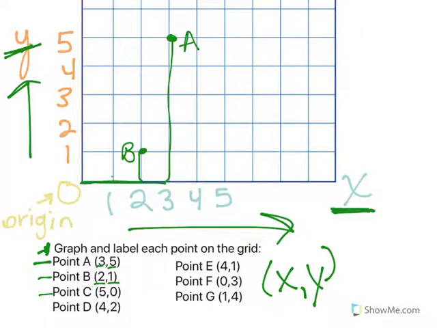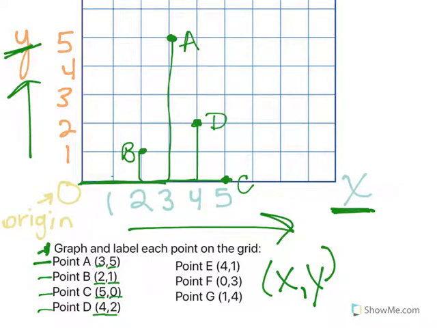To plot point C, my x-coordinate is 5 and my y-coordinate is 0. So I move to the right 5 on my x-axis, and then I move 0 up on the y-axis. So we can see we have plotted our point directly on the x-axis, and that's fine. So for point D, we see the ordered pair is 4, 2. So our x-coordinate is 4 and our y-coordinate is 2. So we go to the right 4 on our x-axis, and then we go up 2 on our y-axis. And that is where we plot point D.